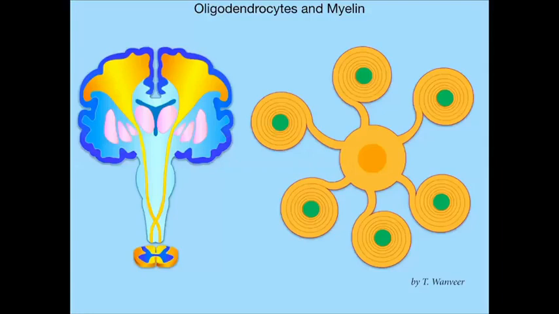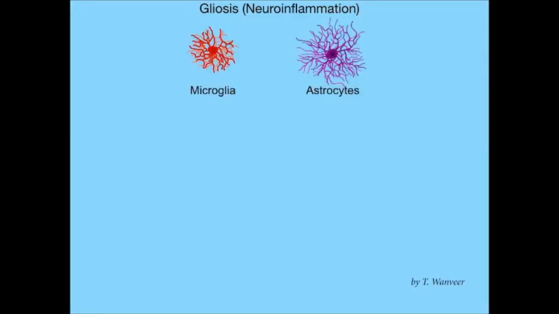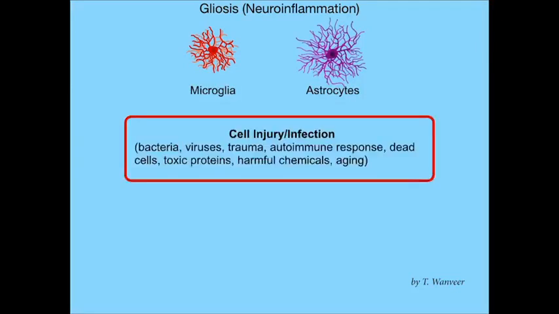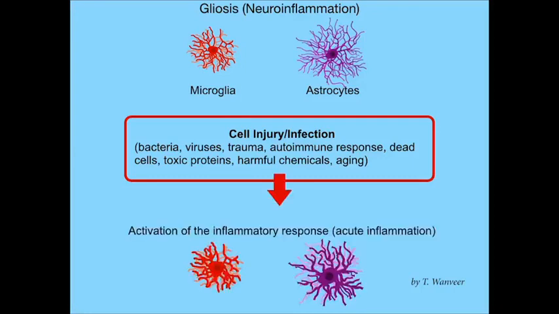From here, we will work with oligodendrocytes, discuss myelin, work with axon pathways with their myelin sheath, which is referred to as substantia alba. And then moving on to gliosis, which is neuroinflammation. And gliosis is the inflammatory process. The cells involved are called microglia and astrocytes. Microglia are the resident immune cells of the central nervous system. They respond to cell injury or infection, such as bacteria, viruses, trauma, and autoimmune response, dead cells, toxic proteins, harmful chemicals, and aging. And they change their cell structure and processes to meet the demand of challenge, and that activates the inflammatory response.